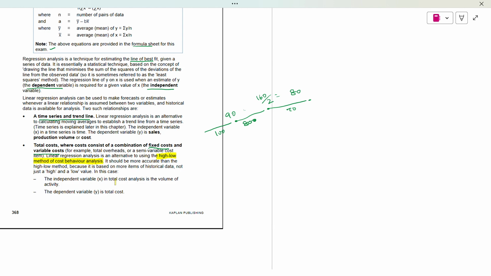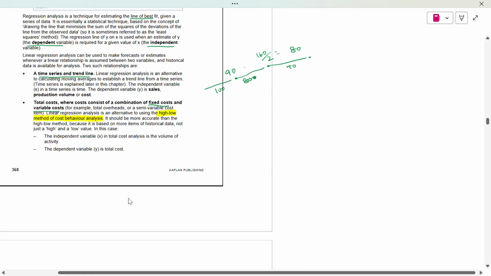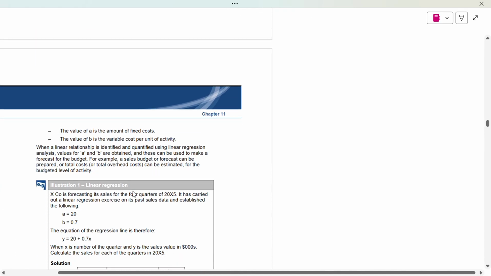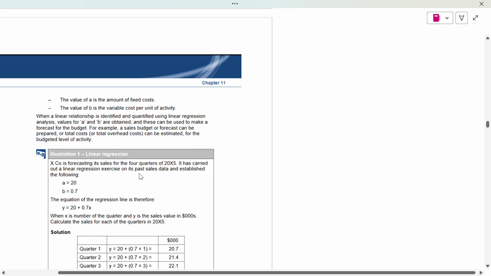Either you take the high-low method, or you take the trend analysis, or the linear regression, only to make sure how best we can work things out. Okay, they are talking about these things.